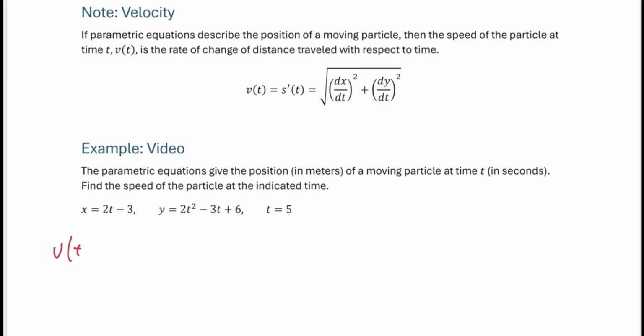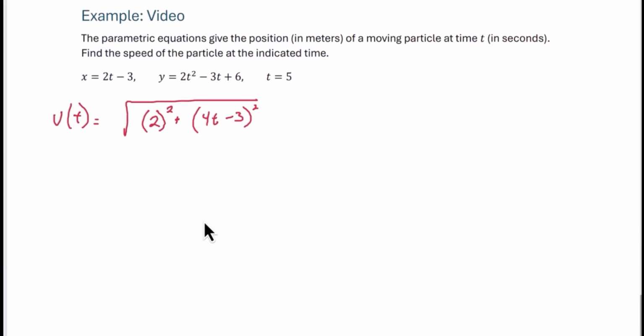First, v of t. v of t is the square root of dx dt, that is the derivative of x with respect to t, that will give us 2, and we want to square that, plus dy dt, the derivative of y with respect to t. That is 4t minus 3, and we square that piece. From here, let's simplify just a tiny bit. We'll get the square root of 4 plus 4t minus 3 squared.